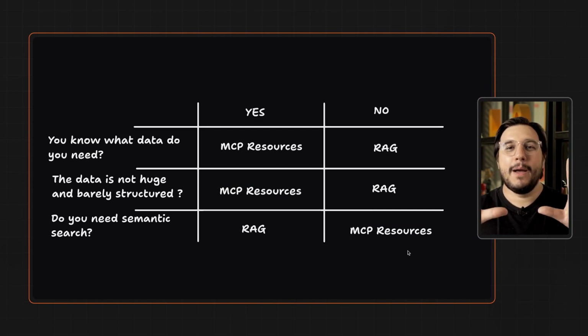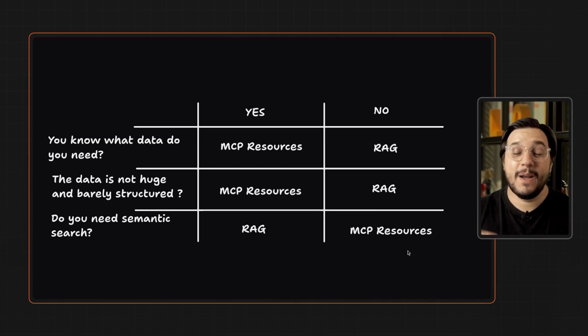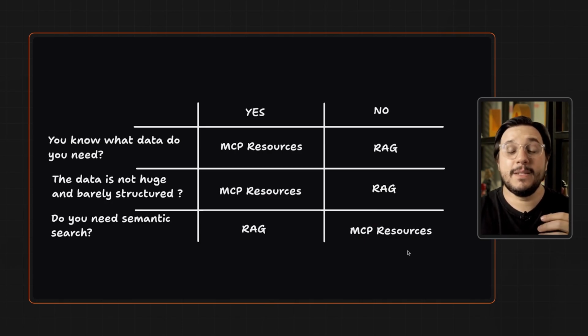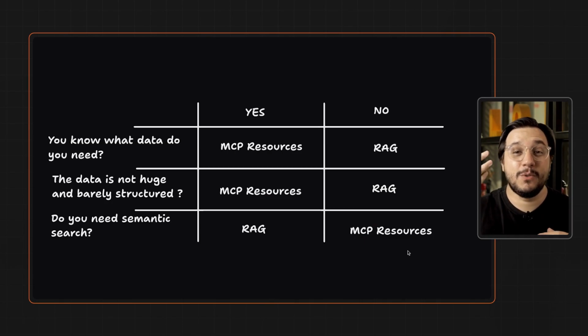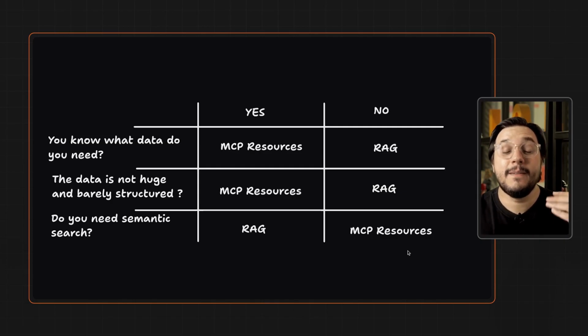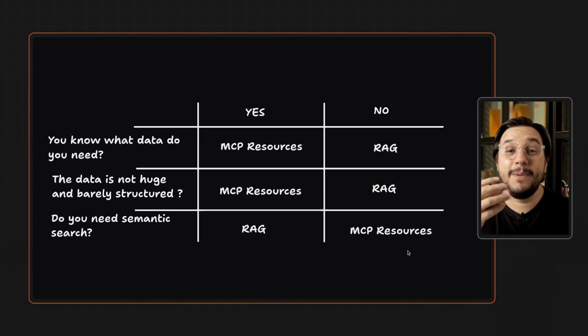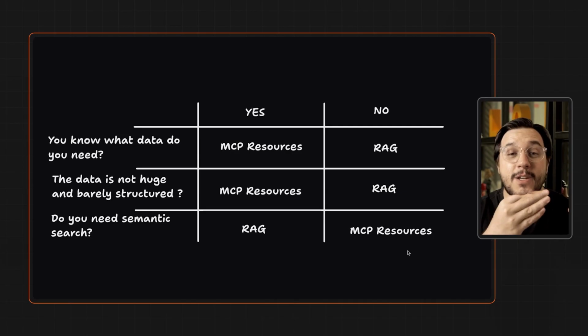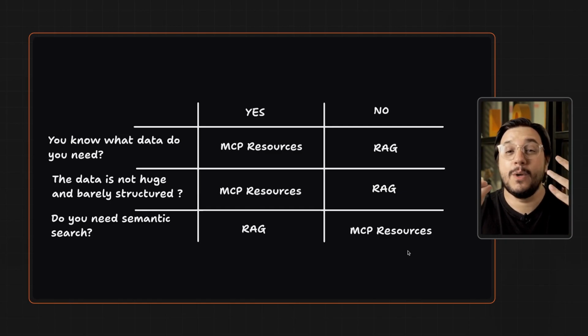Get ready for the plot twist. You don't have to choose between RAG or MCP Resources. So, when developing your agent or your chat or your system that uses the LLM, you can use both at the same time. Then the LLM will use MCP Resources when the data is deterministic or when you need to access some known data, and use RAG when you need semantic search or a broader search within your knowledge base.